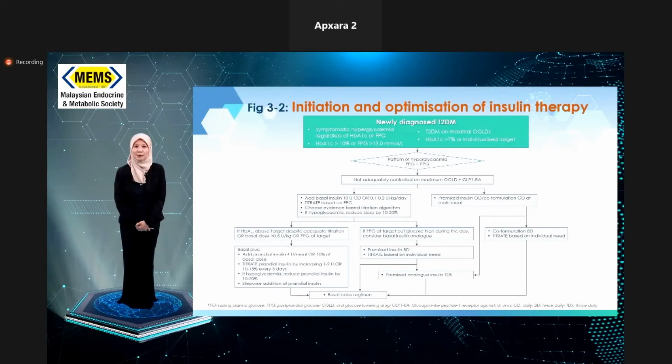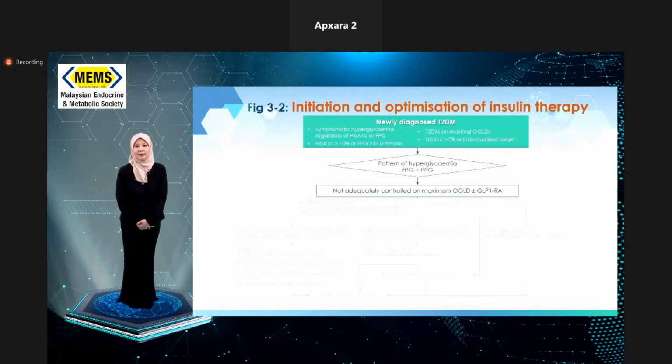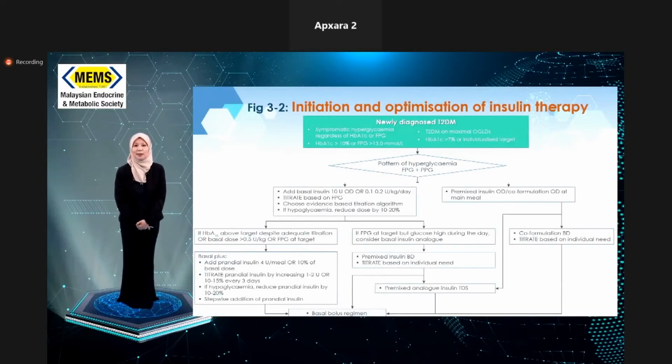Figure 3.2 is an update from the previous CPG, which gives you a guide on what to do in terms of initiation and optimization of insulin therapy. Newly diagnosed patients or patients who have the indications which I had outlined above should be started on the basal insulin as the first box outlines, followed by addition of prandial insulins as required.